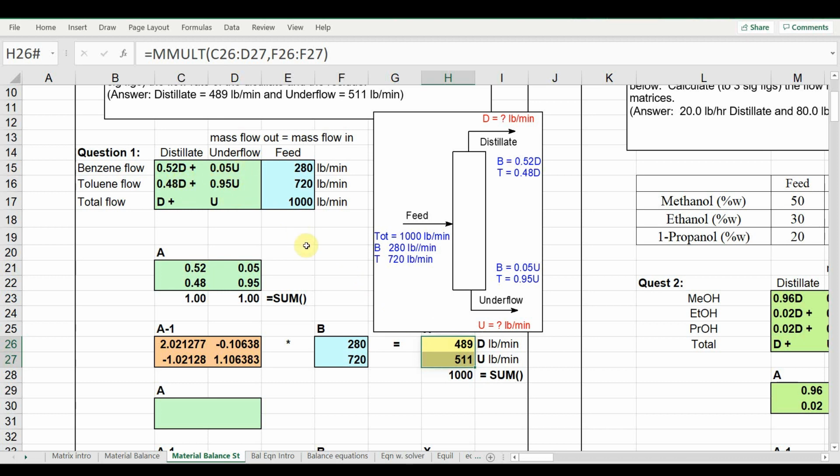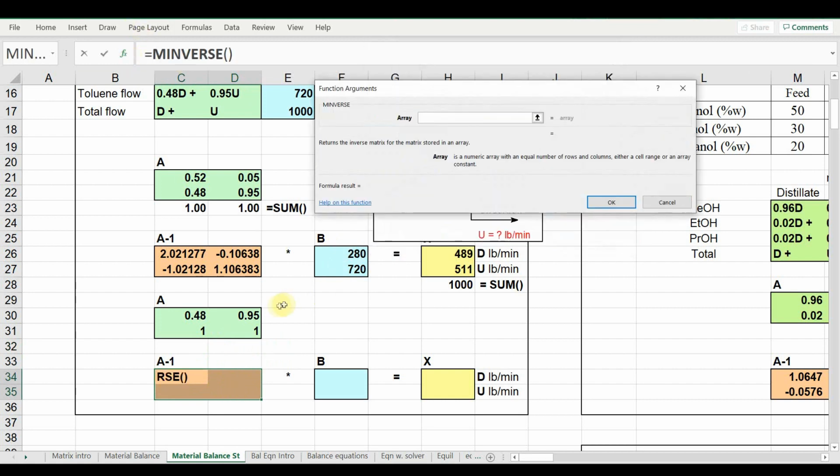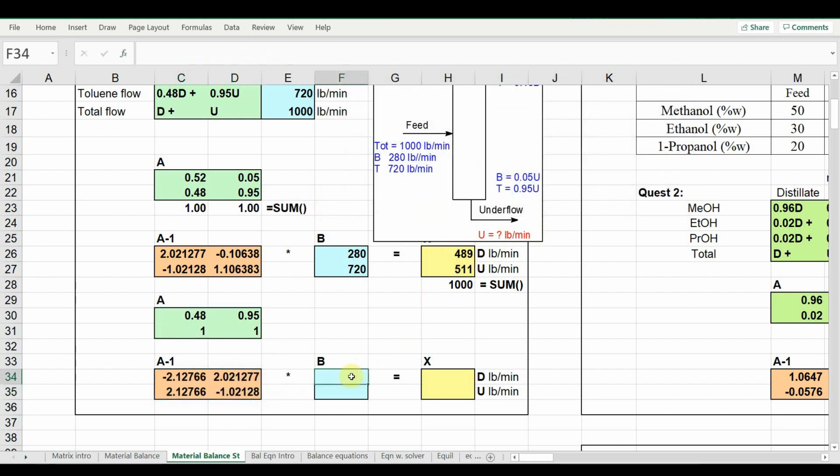Now it really doesn't matter which two equations you choose. Let's then, just as a check, use the second two equations for the same process. So the second matrix I'm writing is 0.48 and 0.95 and 1 and 1. The inverse matrix, select the 2 by 2 array. We want the inverse of matrix A. Say OK. There's the inverse matrix. Now the matrix of the constants in this case will be the last two equations, 720 and 1000.